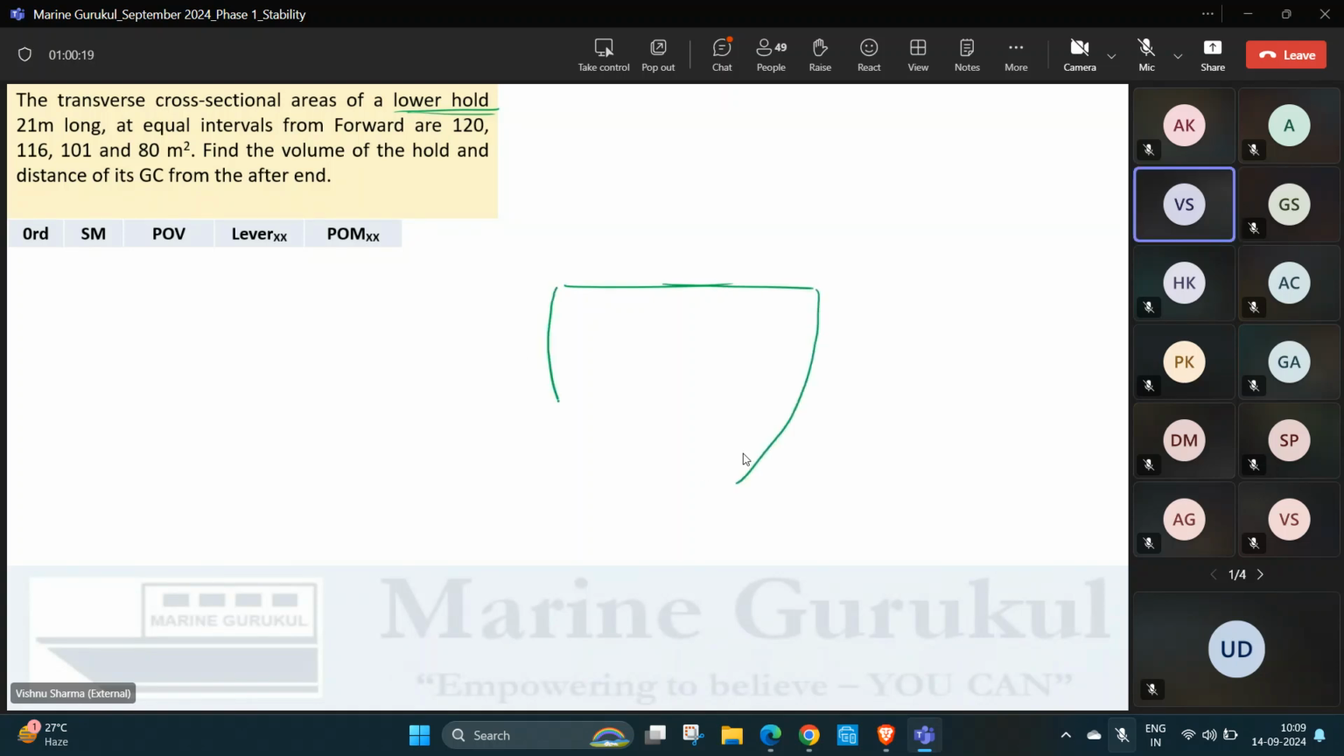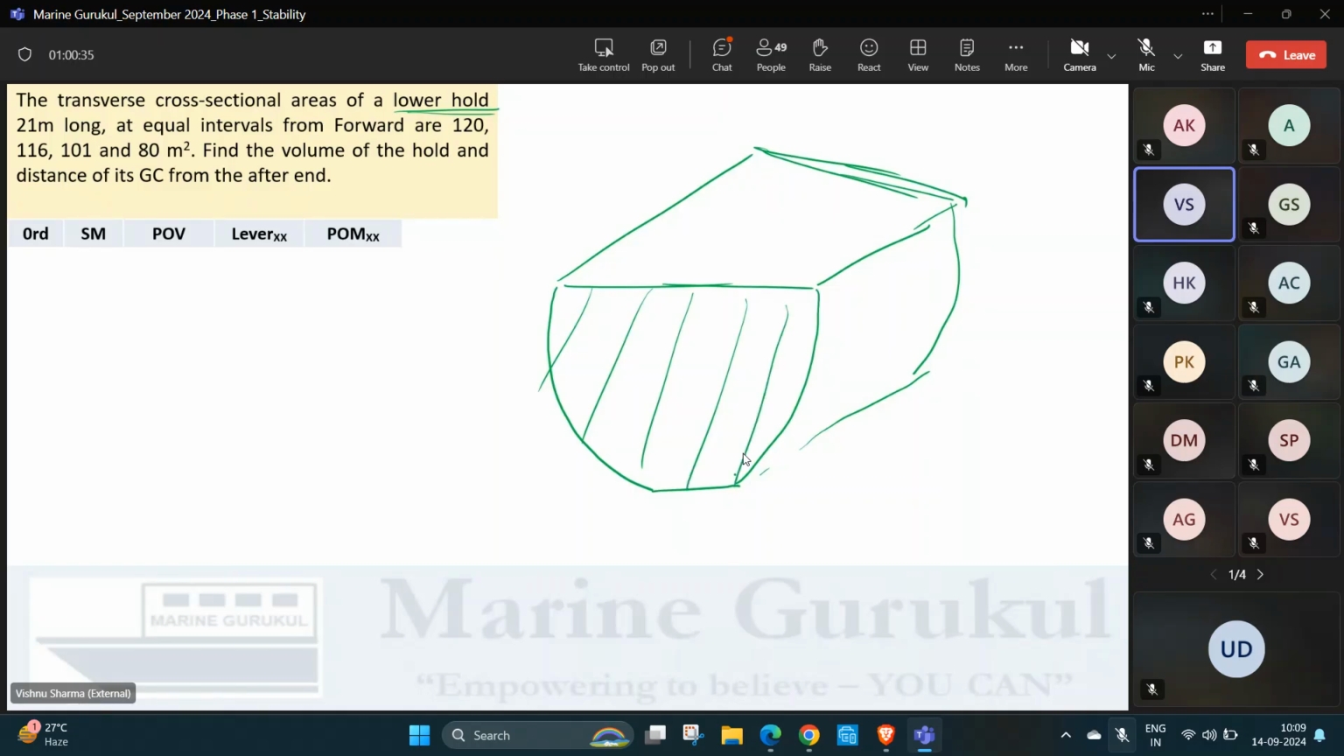If you look at one of the bulkheads, it will be like this. Then there will be the length of the hold, then the forward bulkhead of the hold. Whatever is the area of this bulkhead is the transverse cross-sectional area at this particular station. Whatever the area of this bulkhead is, that will be the cross-sectional area at that station.